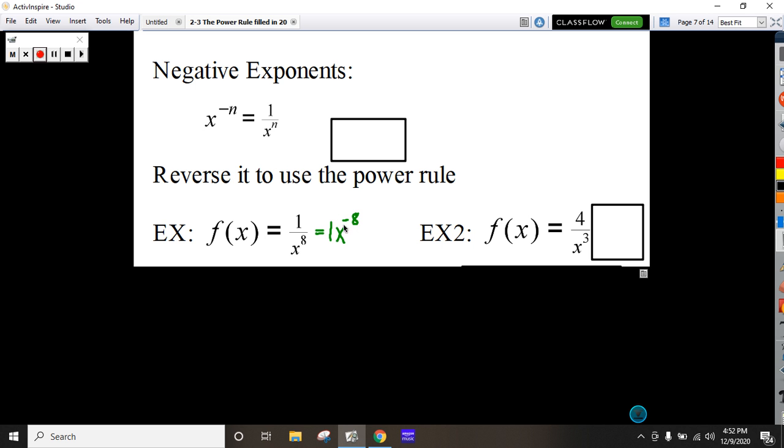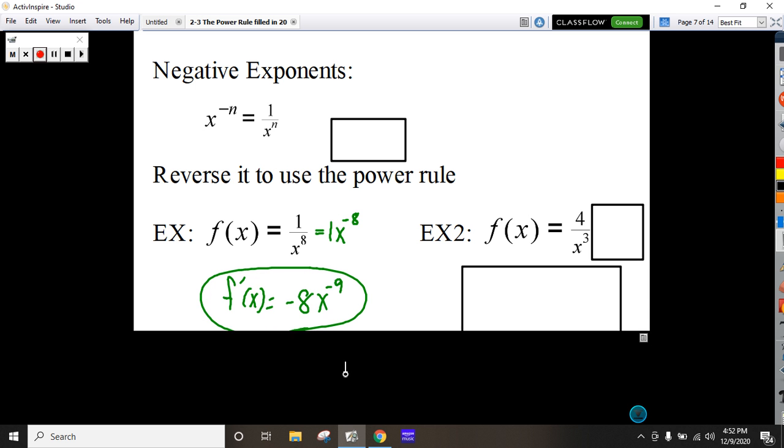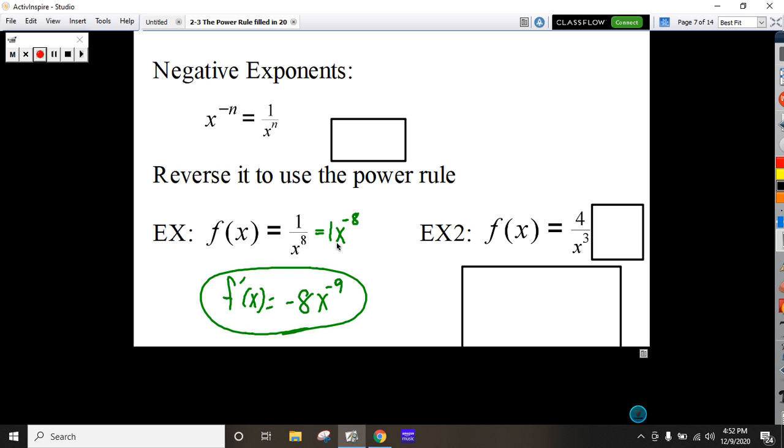So we're going to take negative 8 times the 1 and then subtract 1 from the exponent. Do make sure you're careful here, though. We are subtracting now with negatives. So negative 8 times 1 is negative 8. And then if we subtract 1 from negative 8, that's negative 9. So always make sure you're watching your negatives.